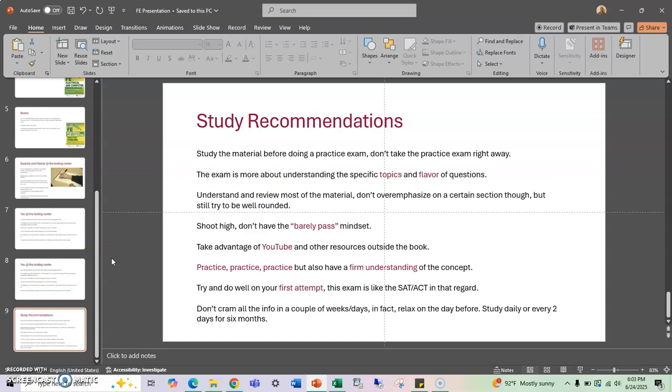Some study recommendation is to study the material very thoroughly before taking the practice exam. I would say the practice exam has to be your last step before taking the actual exam. I see a lot of people take the practice exam beforehand. I would not recommend it.